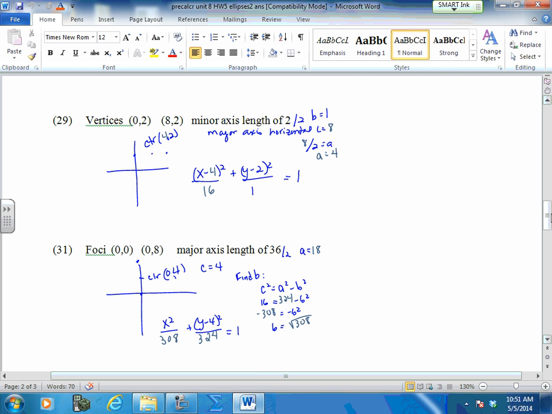We only do ellipses that are symmetrical. We don't do ellipses that are off-center. And again, you didn't need the square root of B. You just needed B squared.